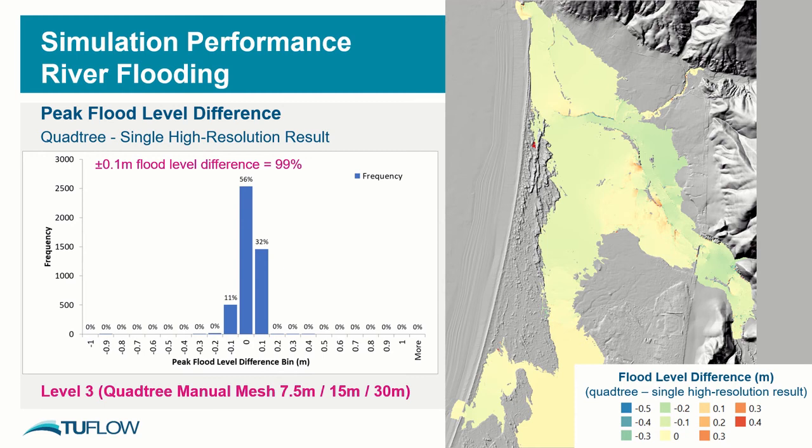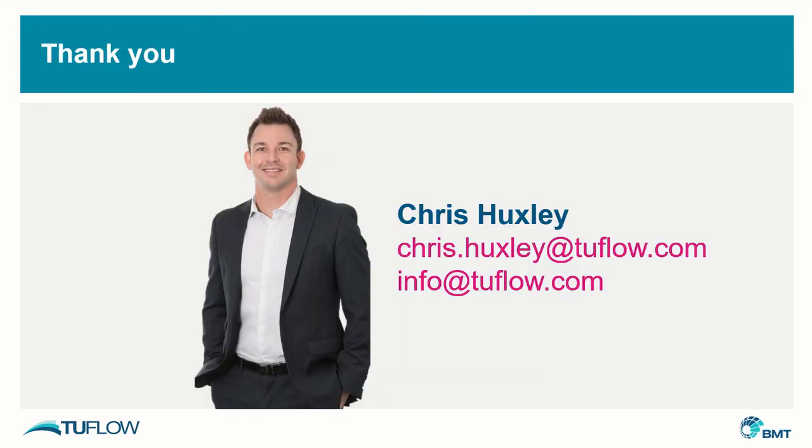To sample data for this histogram, I've actually extracted a grid of results for every single 100 metres across this entire wetted area. That concludes my presentation. As you can see, Quadtree is a very powerful feature and something you can use to significantly reduce your run times and also your memory requirements.